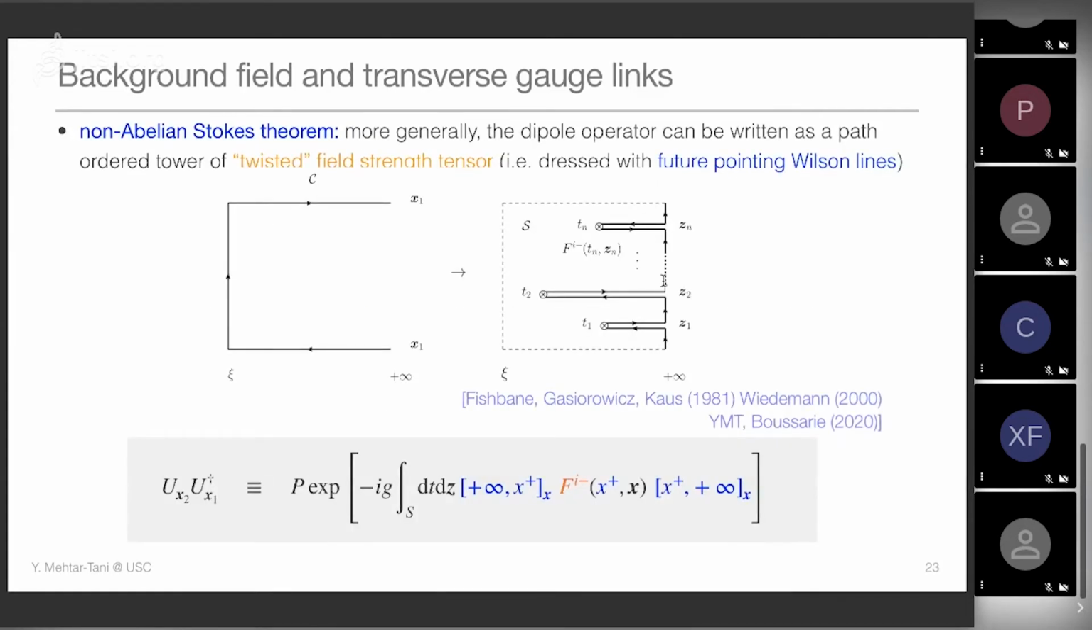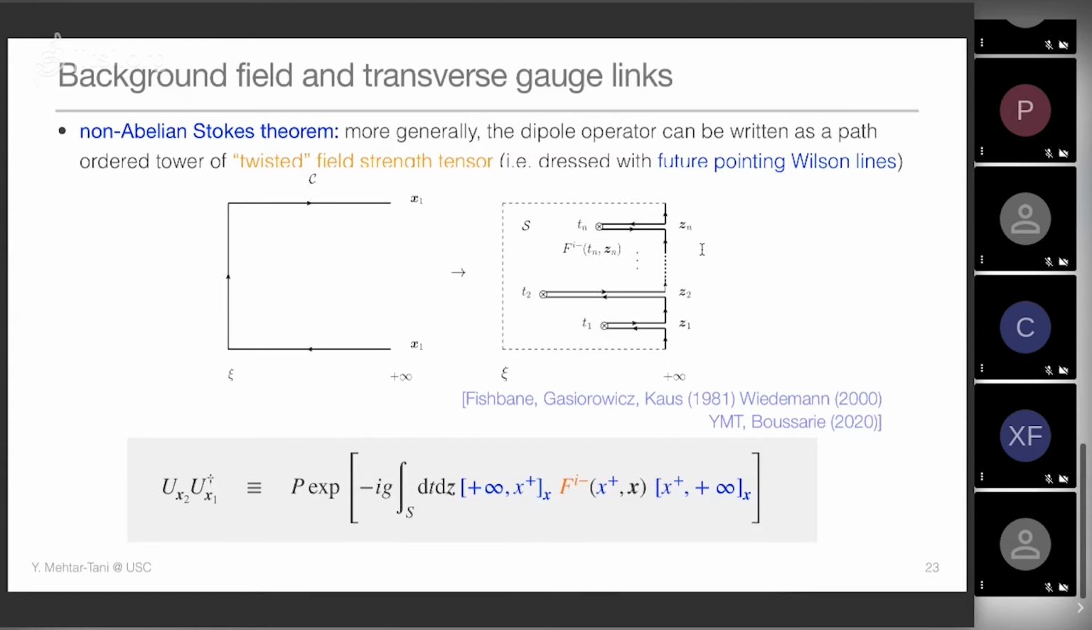All right, so you can do better, and then you can use the non-abelian Stokes theorem, and you can realize that this contour here is a gauge link. This is again the light-like Wilson line here. The quark, anti-quark, you have a transverse gauge link, can be completely formulated in terms of a surface integral that involves the so-called twisted field strength tensor, which are just field strength tensors that are dressed with Wilson lines, which are pointing to infinity.